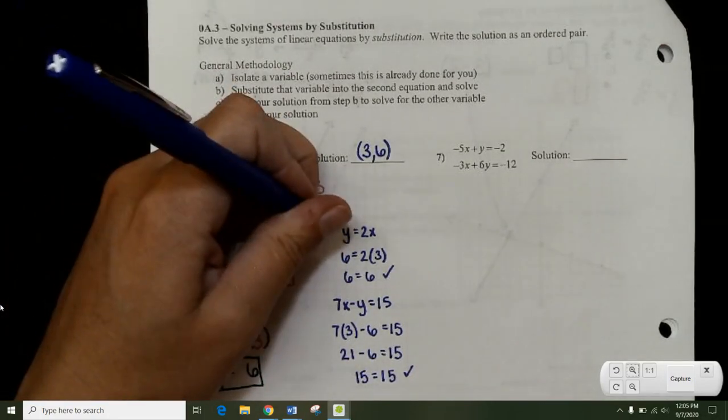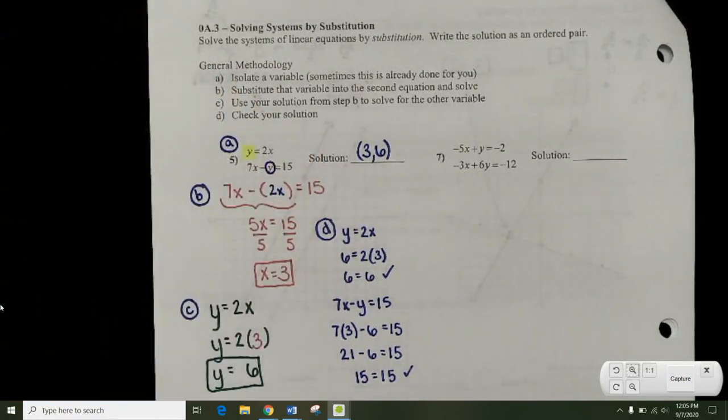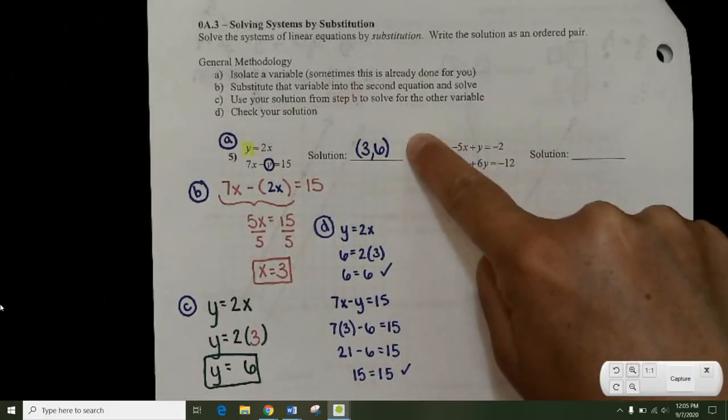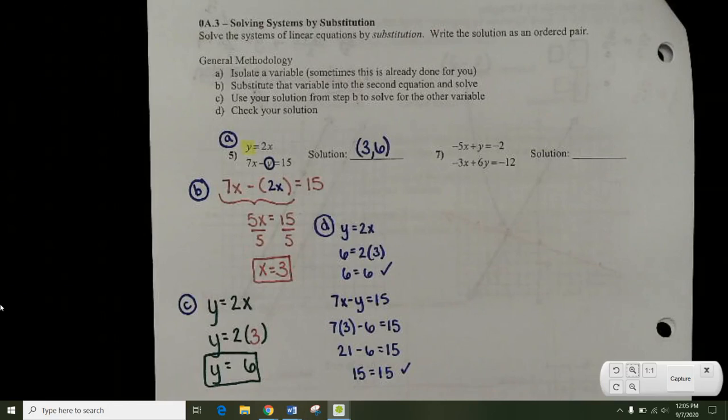So there is step D. So I've solved, checked my solution. I know that's probably right.